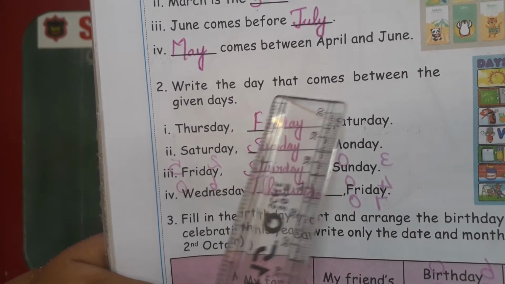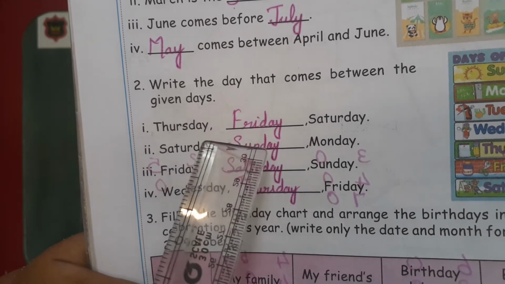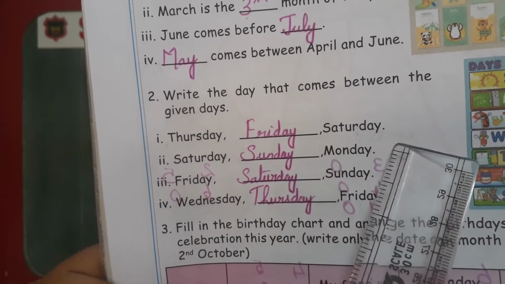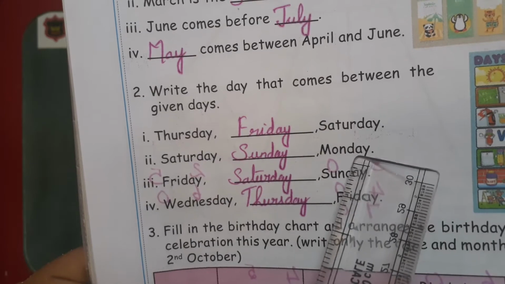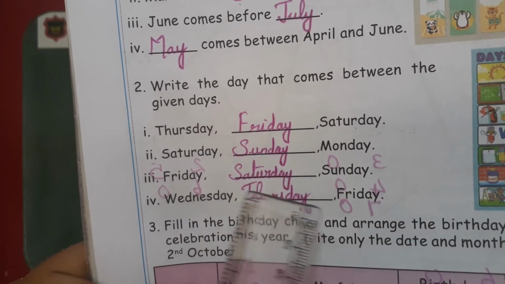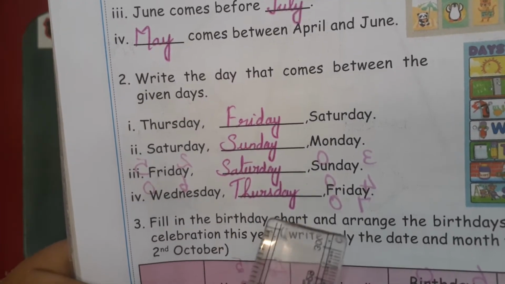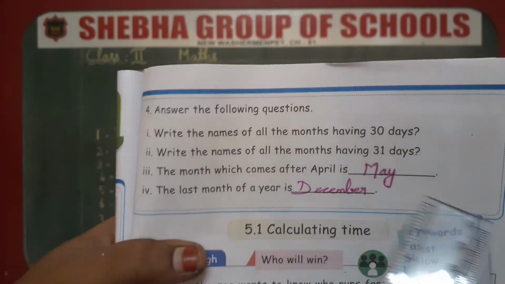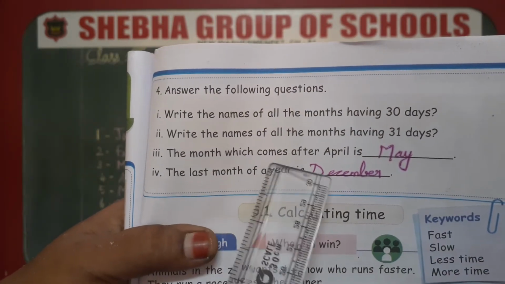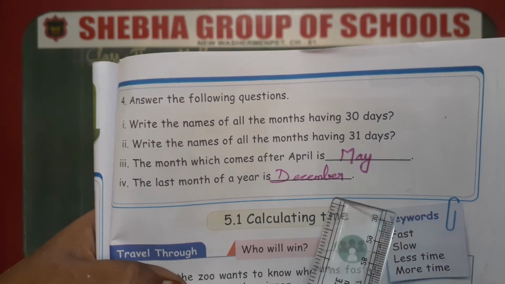Write the day that comes between the given days. Thursday, Friday, Saturday. Saturday, Sunday, Monday. Friday, Saturday, Sunday. Wednesday, Thursday, Friday. Students, take page number 45. Now you are going to fill in the blanks. The month which comes after April is May. The last month of a year is December.